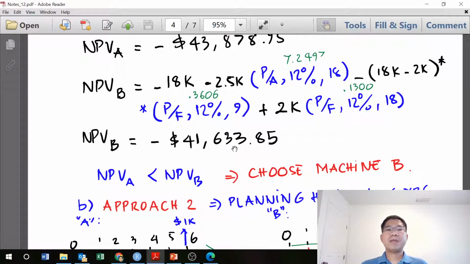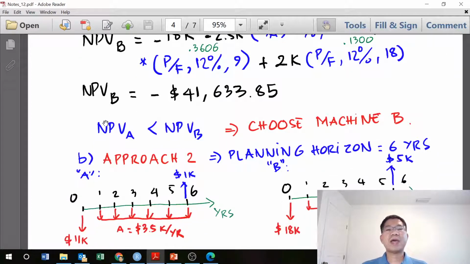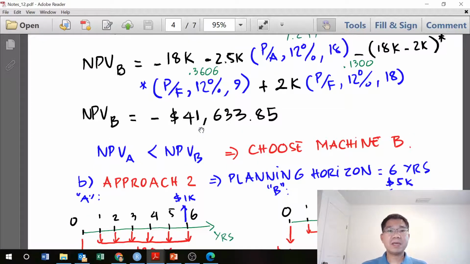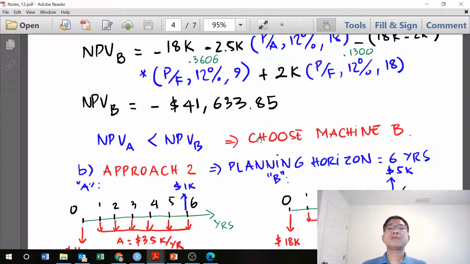negative 41,633. And compare this, you have to select the greater NPV: NPVA equal to negative 43,800, NPVB negative 41,600. So we have NPVA less than NPVB, so you choose the greater one, choose machine B. So that is the first scenario.